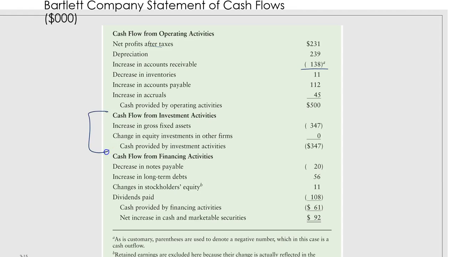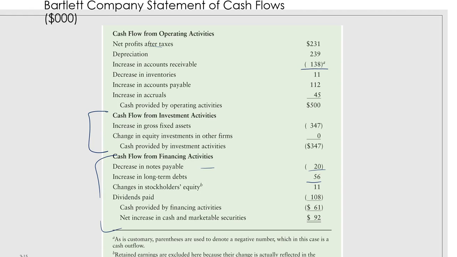Then we can see our investing activities. This is changes in fixed assets. So if we were to purchase a fixed asset, that would negatively affect our cash position. So we use a negative sign for that. And then we have our financing activities. So this is changes in our loans and in our equity positions. So if we were to decrease our notes payable, that means we've paid off some money that we've owed, and so we use a negative sign for that. An increase in debt is a positive. It's increased our cash position.